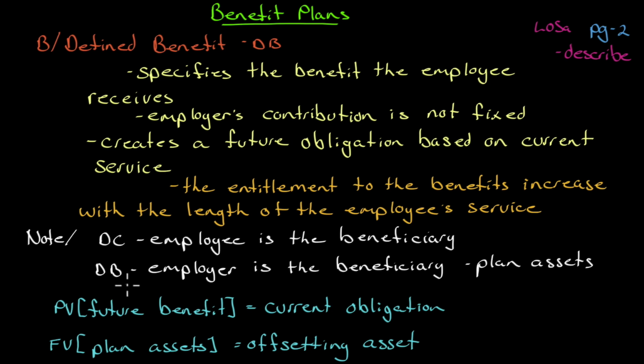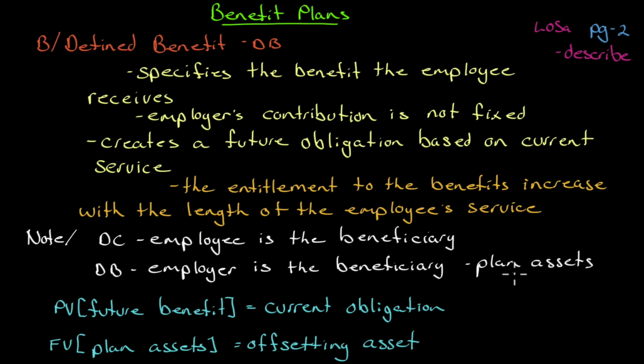For the defined benefit plan, the employer is the beneficiary. So the assets of the plan belong to the employer, because all the employer is saying is, look, at some future point I'm going to give you an obligation. And I'm going to put away money today to meet that obligation. That money I'm putting away goes into assets, hopefully, that will grow to meet that obligation. But the obligation to pay those future benefits is the company's obligation to pay it. It's not the plan's obligation to pay it.